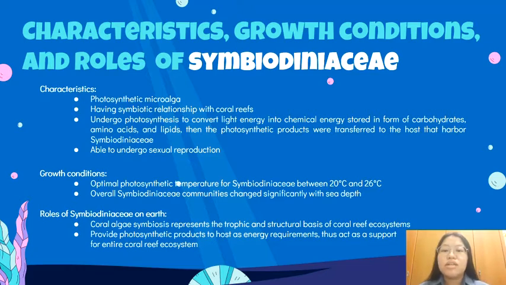As mentioned earlier, Symbiodiniaceae transfers photosynthetic products to the host as energy requirements. Thus, Symbiodiniaceae act as the support for the entire coral reef ecosystem, as the coral-algae symbiosis represents the trophic and structural basis of the coral reef ecosystem. As an example, during the Middle Jurassic period, there was a rapid increase in the number of species of calcifying corals, and reef growth coincides with Symbiodiniaceae. Thus, it shows that the evolution of Symbiodiniaceae aligns with the growth of reef-building corals and produces large environmental effects on the coral reef ecosystem and on the Earth.